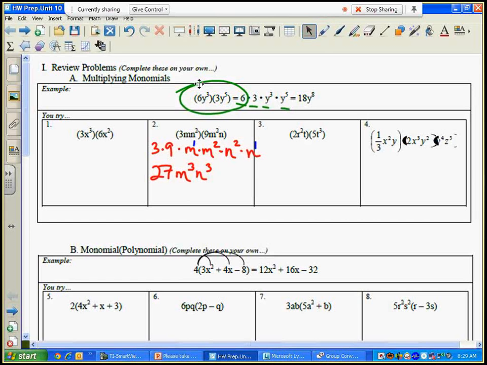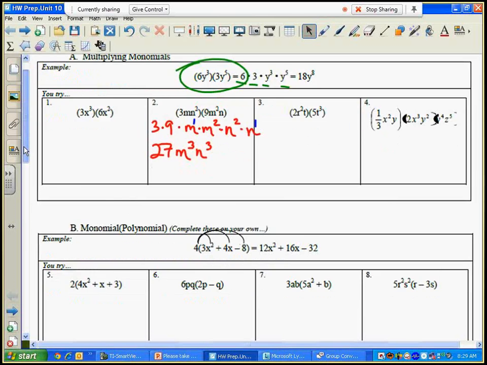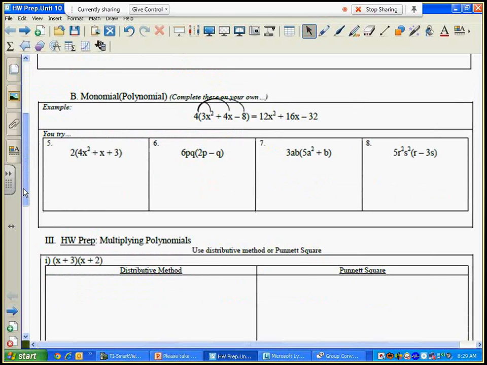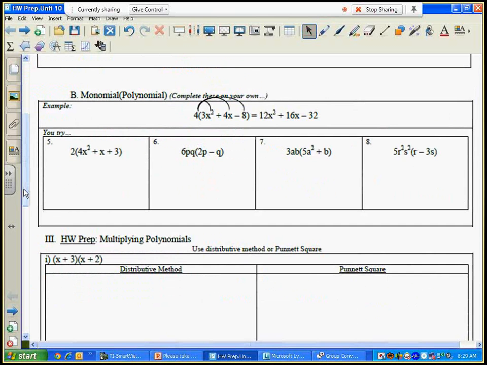Okay, let's talk about the second group here, down here in letter B. We have a monomial times a polynomial. You can see the example here that we have a 4, that's the monomial, times a polynomial. It's actually a trinomial. There are 3 terms here because you have a plus and a minus separating those terms. What we have to do is distribute here. So the 4 has to multiply by all those terms. You can see 4 times 3x squared becomes 12x squared. 4 times 4x becomes 16x. And 4 times negative 8 becomes negative 32.